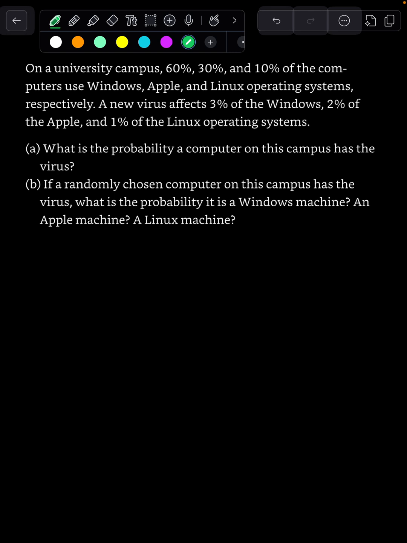So do me a favor, go ahead and pause this video, give this problem a try, and try using a tree diagram because I'm going to solve it in 3, 2, 1.